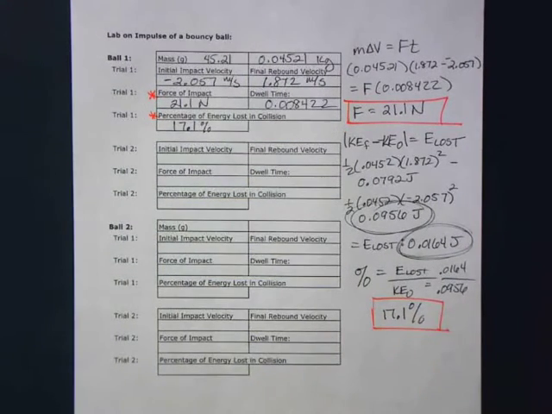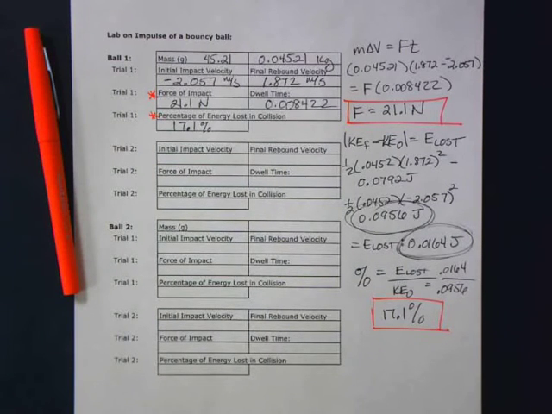These numbers that you get for kinetic energy loss or energy loss period are going to be wildly variable. So some of you'll have 1 or 2% if you drop a ball from a very small height. Some are going to have much bigger.